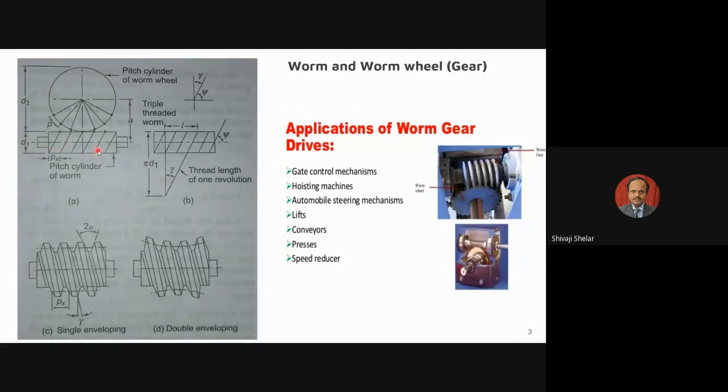Since it is a screw, when you rotate a screw, the path followed by the screw profile in one rotation is called the lead. That is called lead. So if I have a single start thread here, and I rotate this screw, I will come to this point. This point is called the lead. If it is single start, I will come to only this point here.